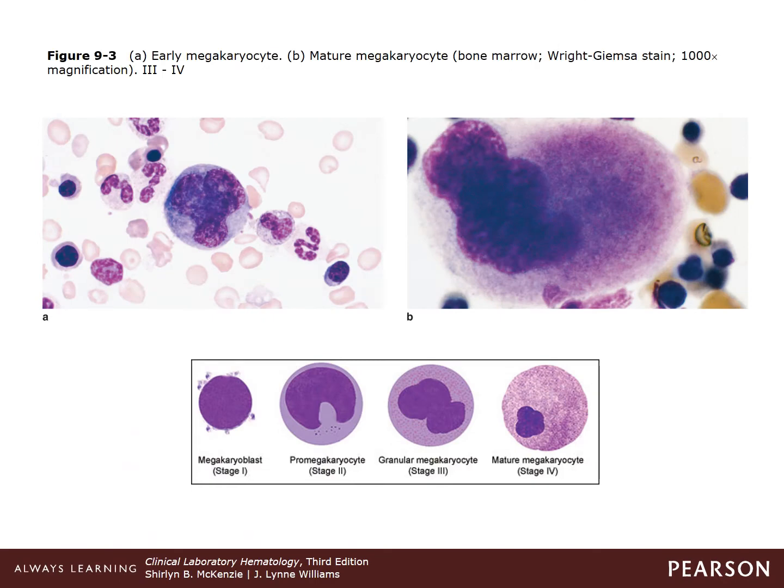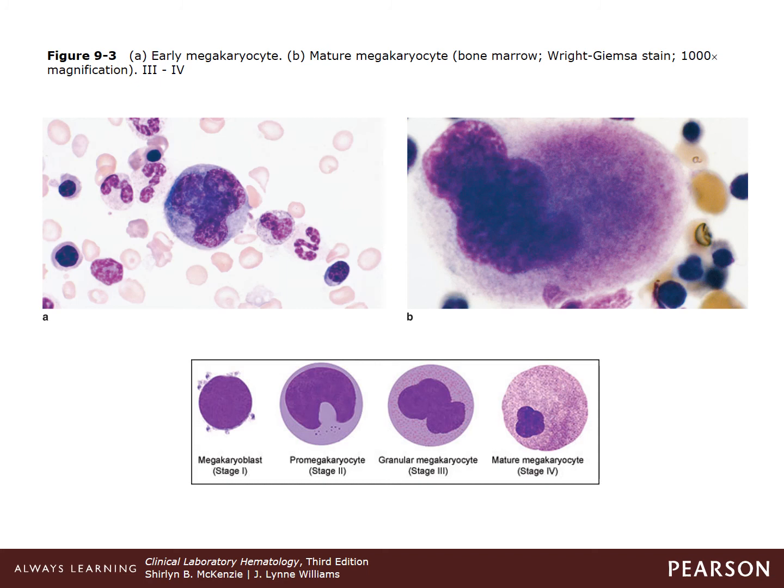So in stage 3, which is the stage on the left or image below, we start to see the granules starting to form within the cytoplasm. It's 25 to 50 microns in diameter now, where you're seeing numerous cytoplasmic granules with an abundant acidophilic cytoplasm. The nucleus is large or multi-lobed now, and you see no visible nucleoli.